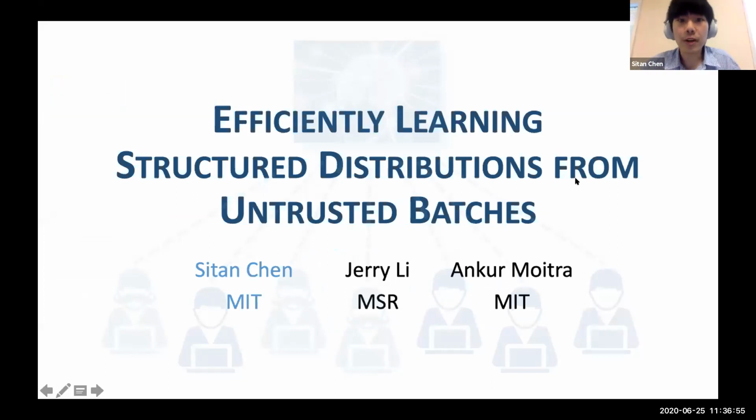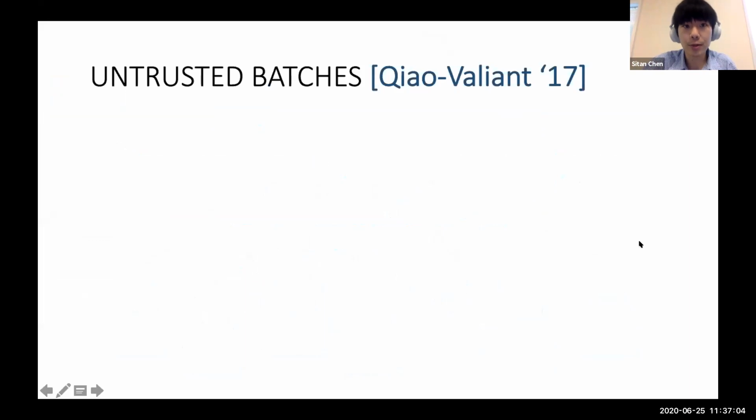And broadly, this work falls under the agenda of designing learning algorithms that are robust to a constant fraction of errors. But the specific work I'll be talking about comes with a crowdsourced learning twist. This question of learning from untrusted batches was introduced by Chow and Valiant a couple years back. So let me define it.